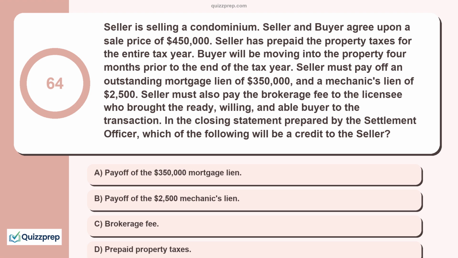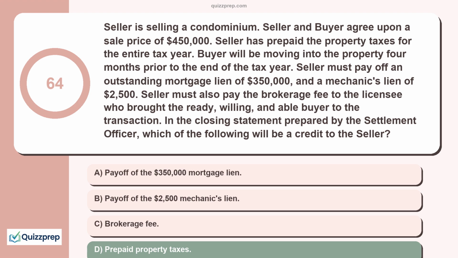Seller must also pay the brokerage fee to the licensee who brought the ready, willing, and able buyer to the transaction. In the closing statement prepared by the settlement officer, which of the following will be a credit to the seller? Payoff of the $350,000 mortgage lien. Payoff of the $2,500 mechanics lien. Brokerage fee. Prepaid property taxes.